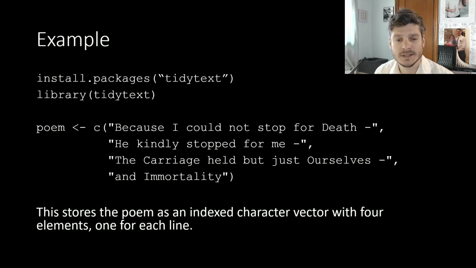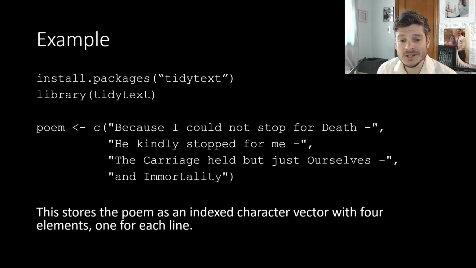So, what we're going to do is take a look at the first stanza from one of the classics of American literature by Emily Dickinson. Because I could not stop for death, he kindly stopped for me. The carriage held but just ourselves and immortality. So this is the first stanza of Emily Dickinson's famous poem. That's what we're going to be analyzing because it's small enough that we can see what's going on at each step.